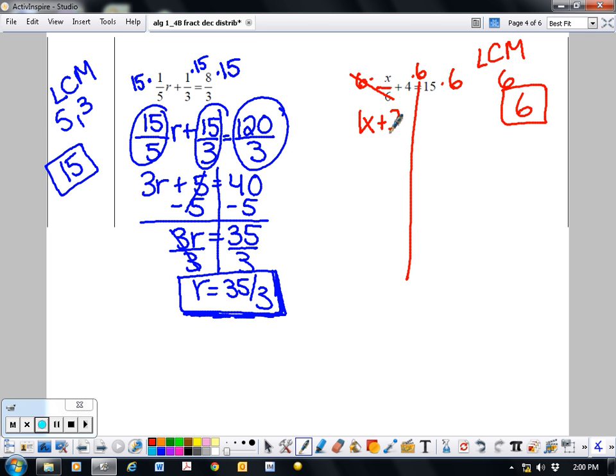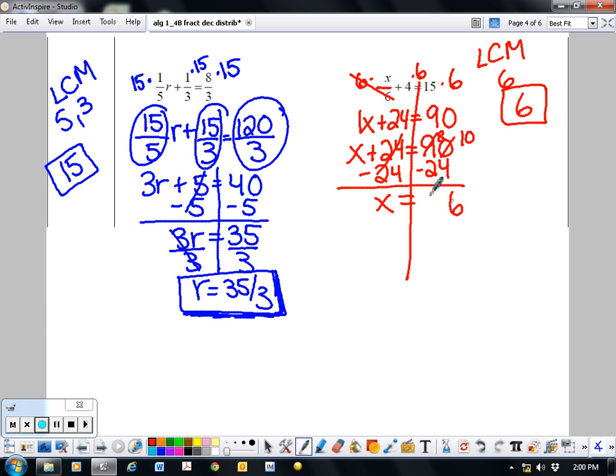Plus 4 times 6 is 24. And 15 times 6 would be 60, and 30, which is 90. Now 1x is really just x, so I'm going to go ahead and change that to x, because I don't want to have an extra step if I don't have to. So now all I really have to get rid of is that plus 24. So the opposite of plus is minus. So x is 90 minus 24, which is 66.